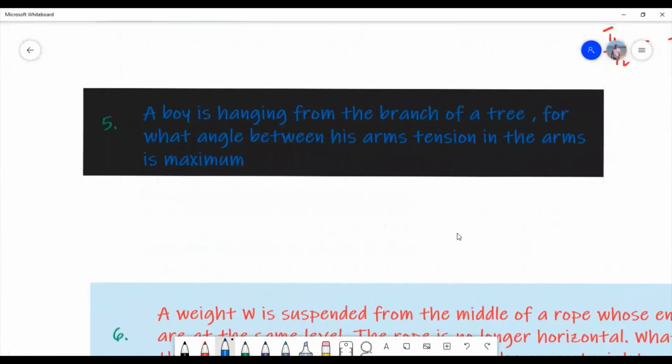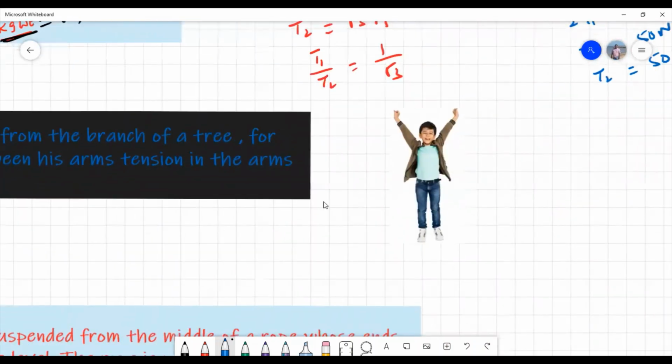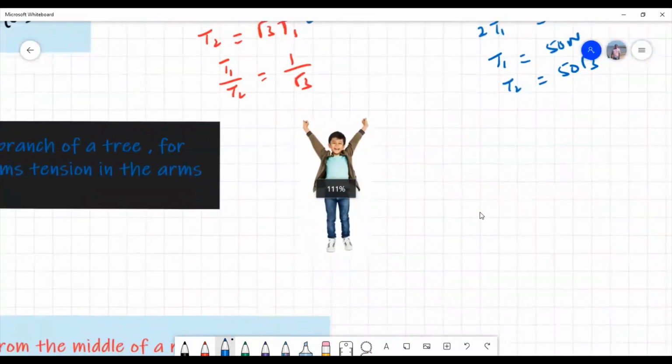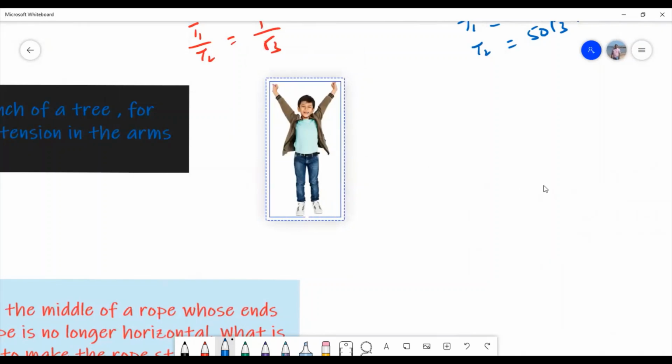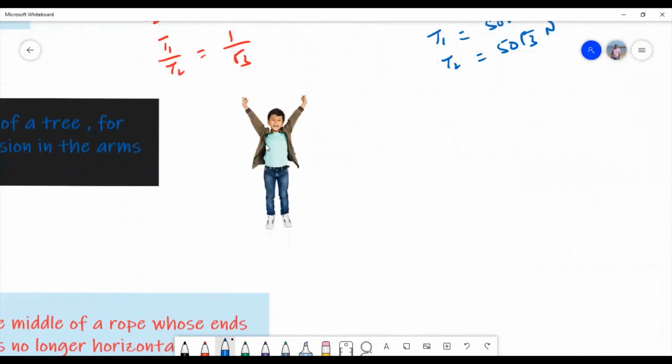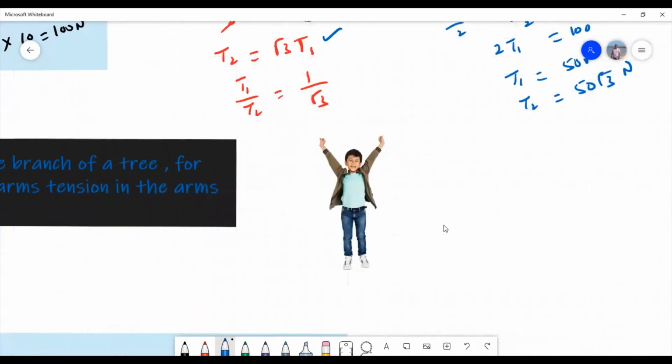Yeah, this is another important model. A boy is hanging from the branch of a tree. For what angle between the arms is the tension in the arms maximum? Let's see this problem. So let's take this boy. Imagine this boy is hanging from some branch. Let us take there is a branch of the tree. From this he is hanging.